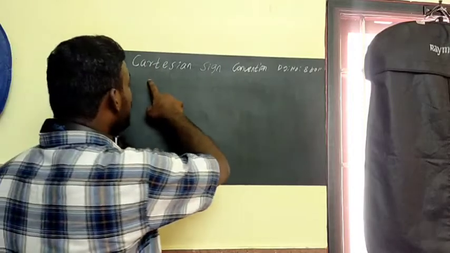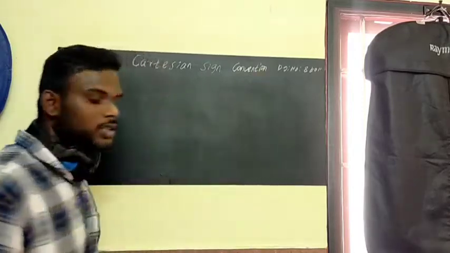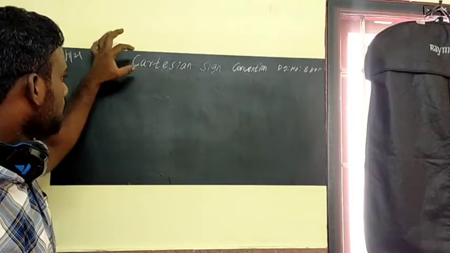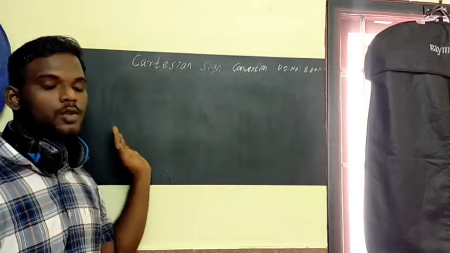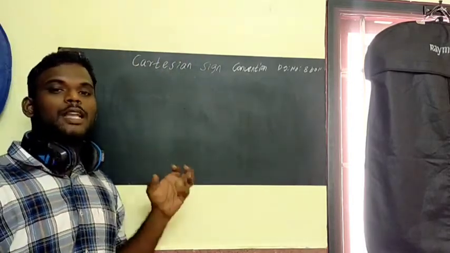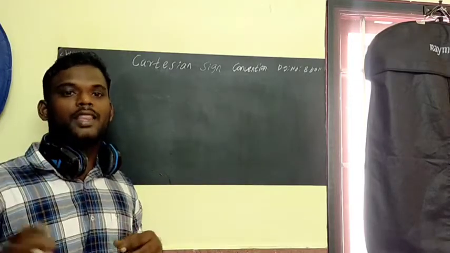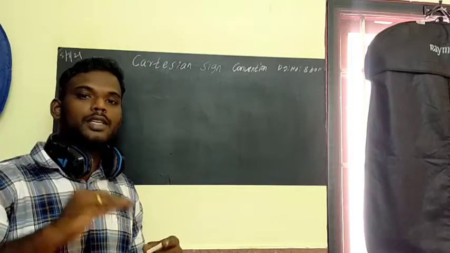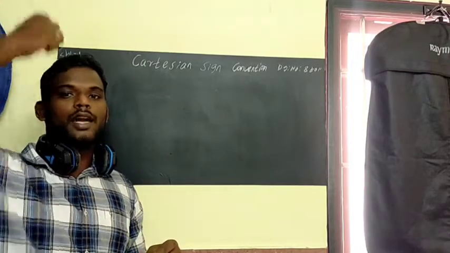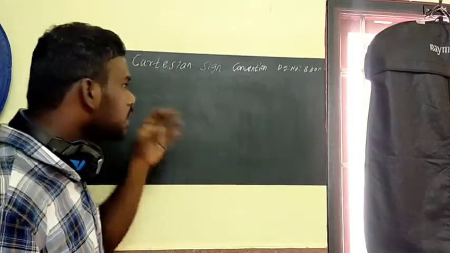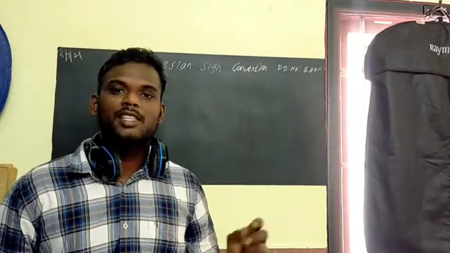It is called Cartesian sign convention. So we want to know what the use of the Cartesian sign convention is. With the help of the Cartesian sign convention, we can easily find the location of the object, the image, the height of the object and the height of the image. Is that clear? In this lesson, we will use some minus and plus signs.